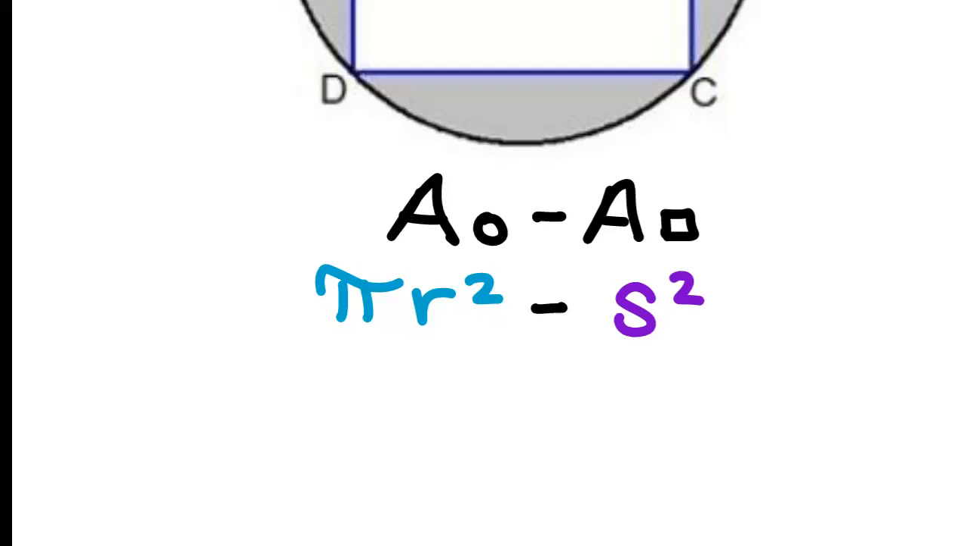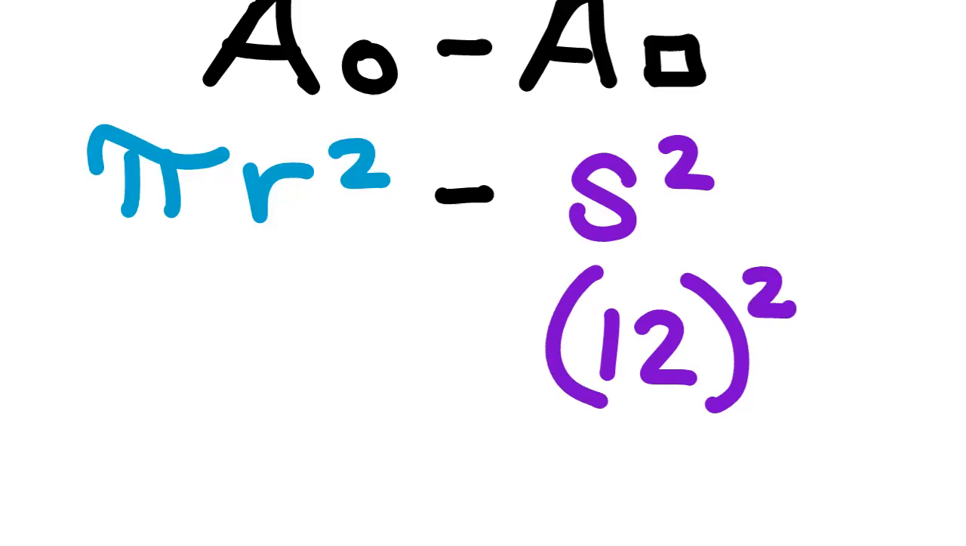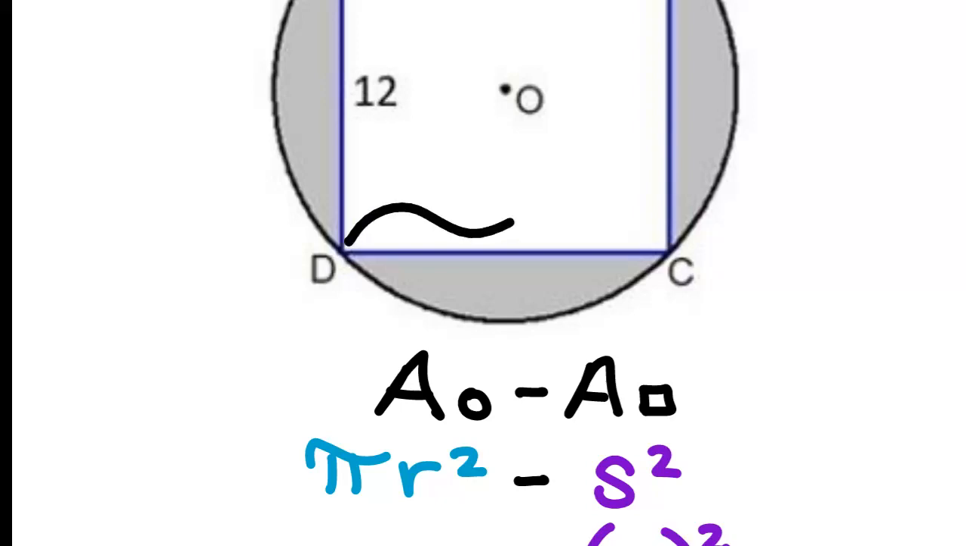Do we know how big the radius of the circle is? So we got to hold off on that for just a minute. What about the side of the square? How big is the side of my square? 12. So I would have 12 squared. And they didn't have this in the picture, but how big is this side right here? Has to be 12. Since that's a square, all my sides are congruent.